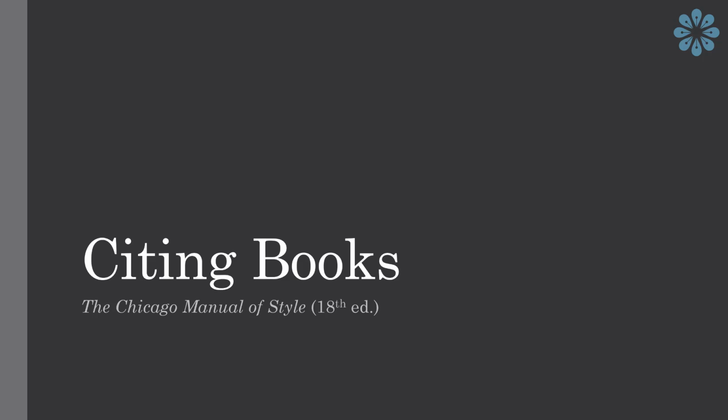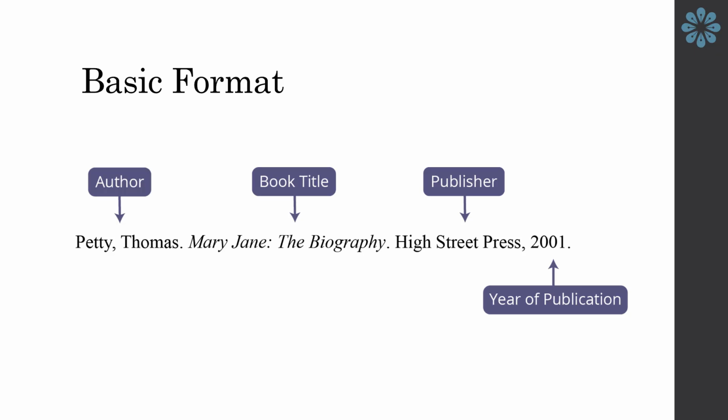Let's take a look at how to cite books following the rules in the Chicago Manual of Style. First, here is the basic format for citing books in your bibliography. Notice that the title is in italics. If the author's name is unknown, start with the title.